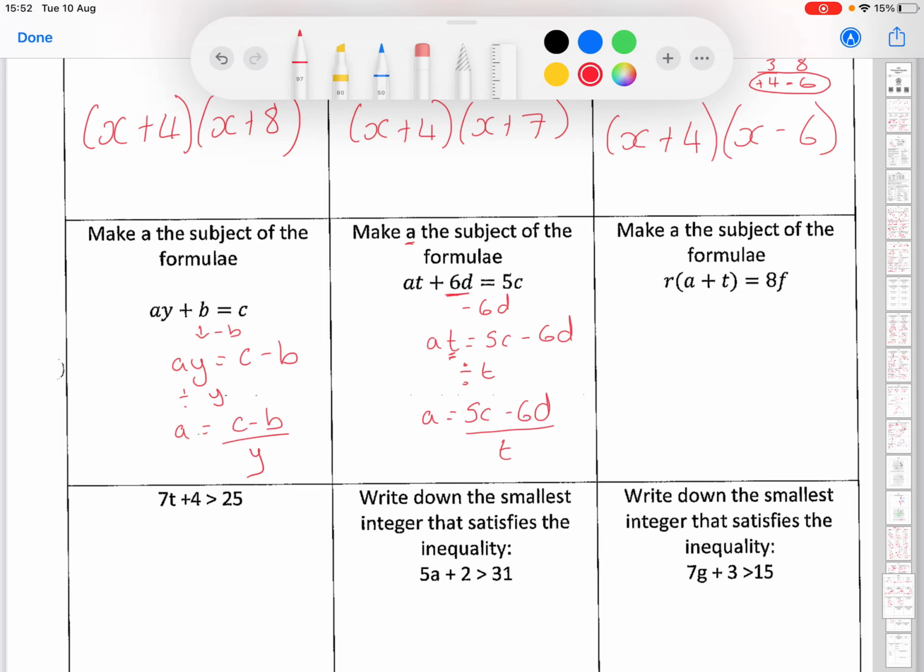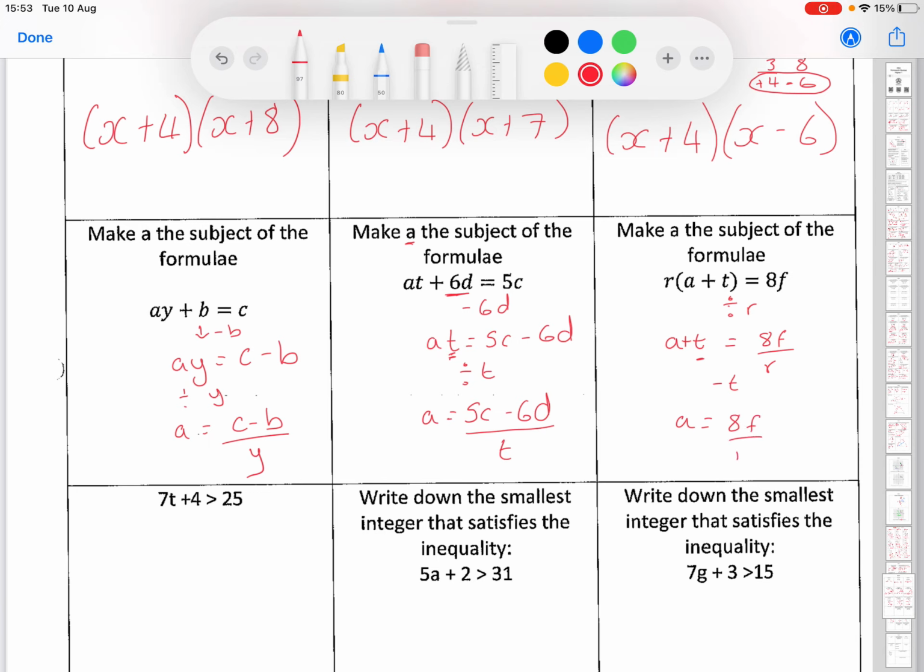This next one you can do a number of different ways. I'm going to do the easy way first, and then I'll show you the way where you can expand the bracket if you want to. But because a is inside that bracket, you can basically get rid of the r first. So the first thing I'm going to do this time is divide by r. So on the left hand side, I'll just be left with a plus t, and on this side I'll be left with 8f over r.